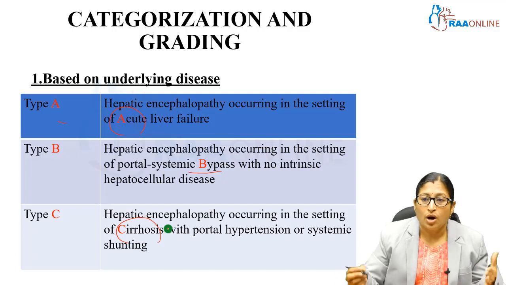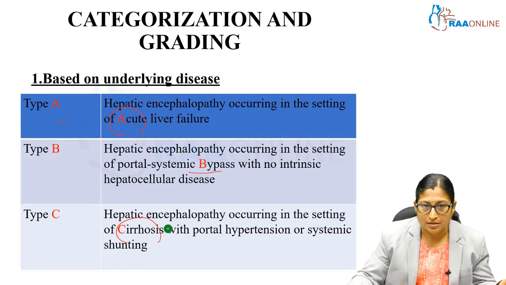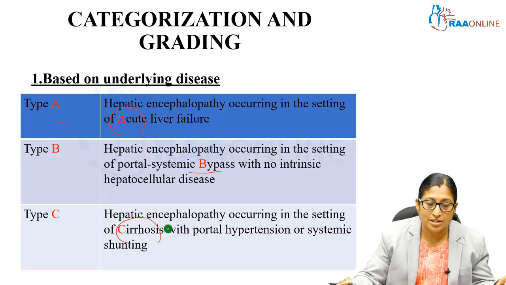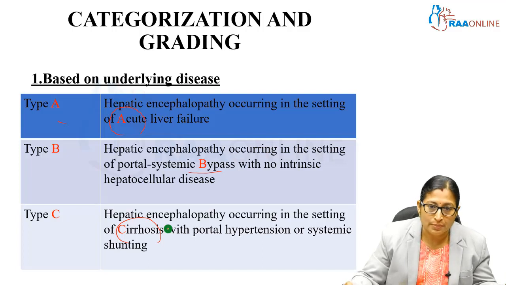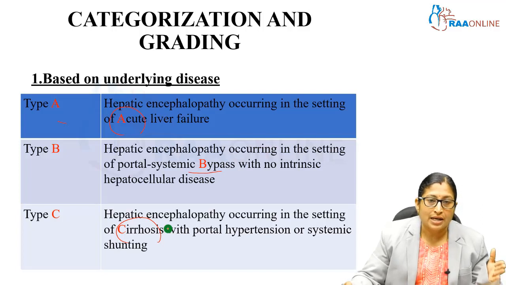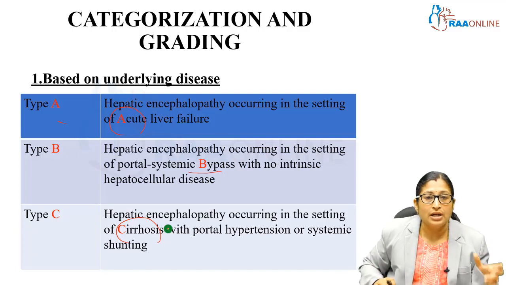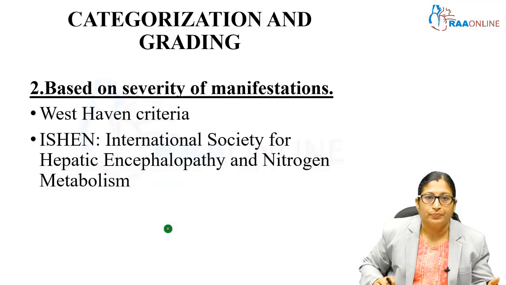This is what we commonly encounter in our clinical practice. Type C is hepatic encephalopathy which occurs in the setting of cirrhosis with portal hypertension. So type A occurs in acute liver failure, type B in bypass, that is portosystemic surgery shunts, and type C in cirrhosis. This is the classification based on the underlying disease pathology.